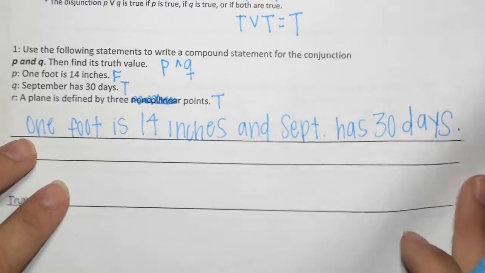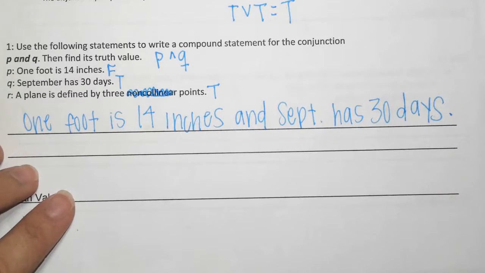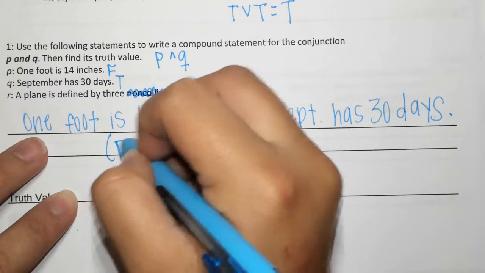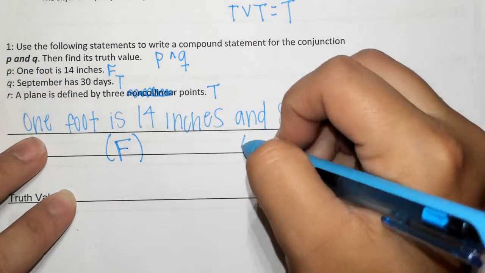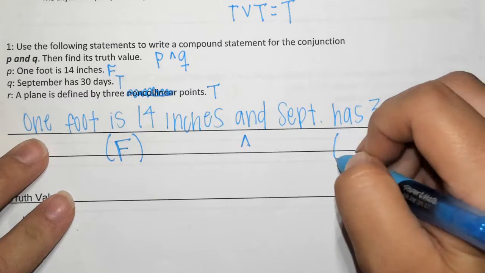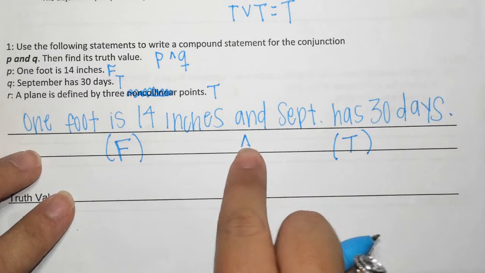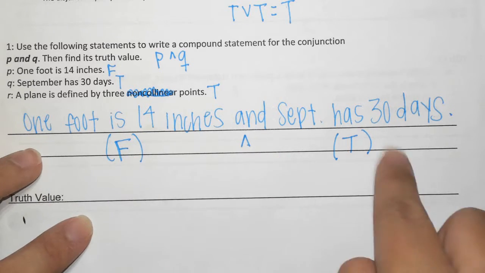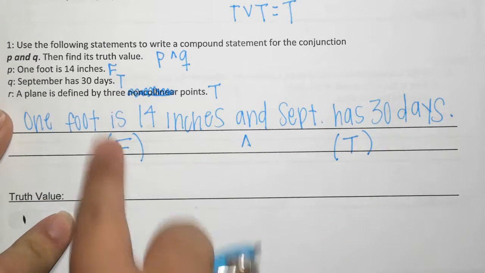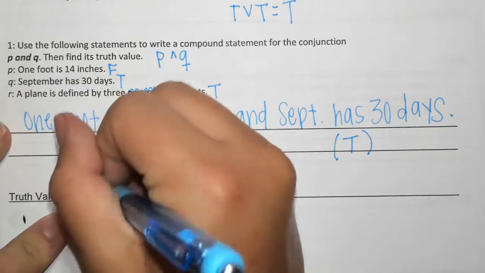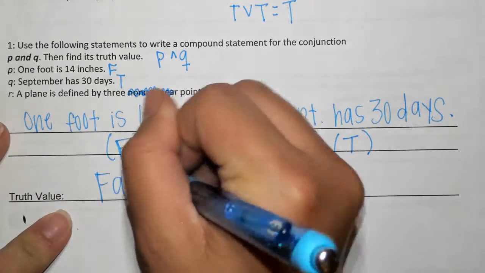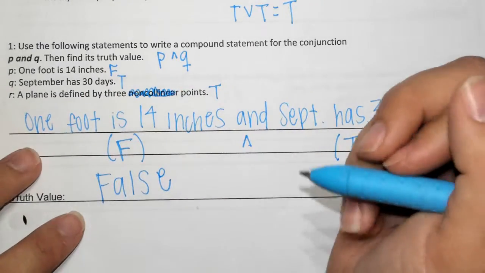What I like to do is I like to write the truth values underneath it. This one was false. This is your symbol for and. September has 30 days is true. Well, for it to be true with an and statement, they both have to be true. So the truth value overall is false.